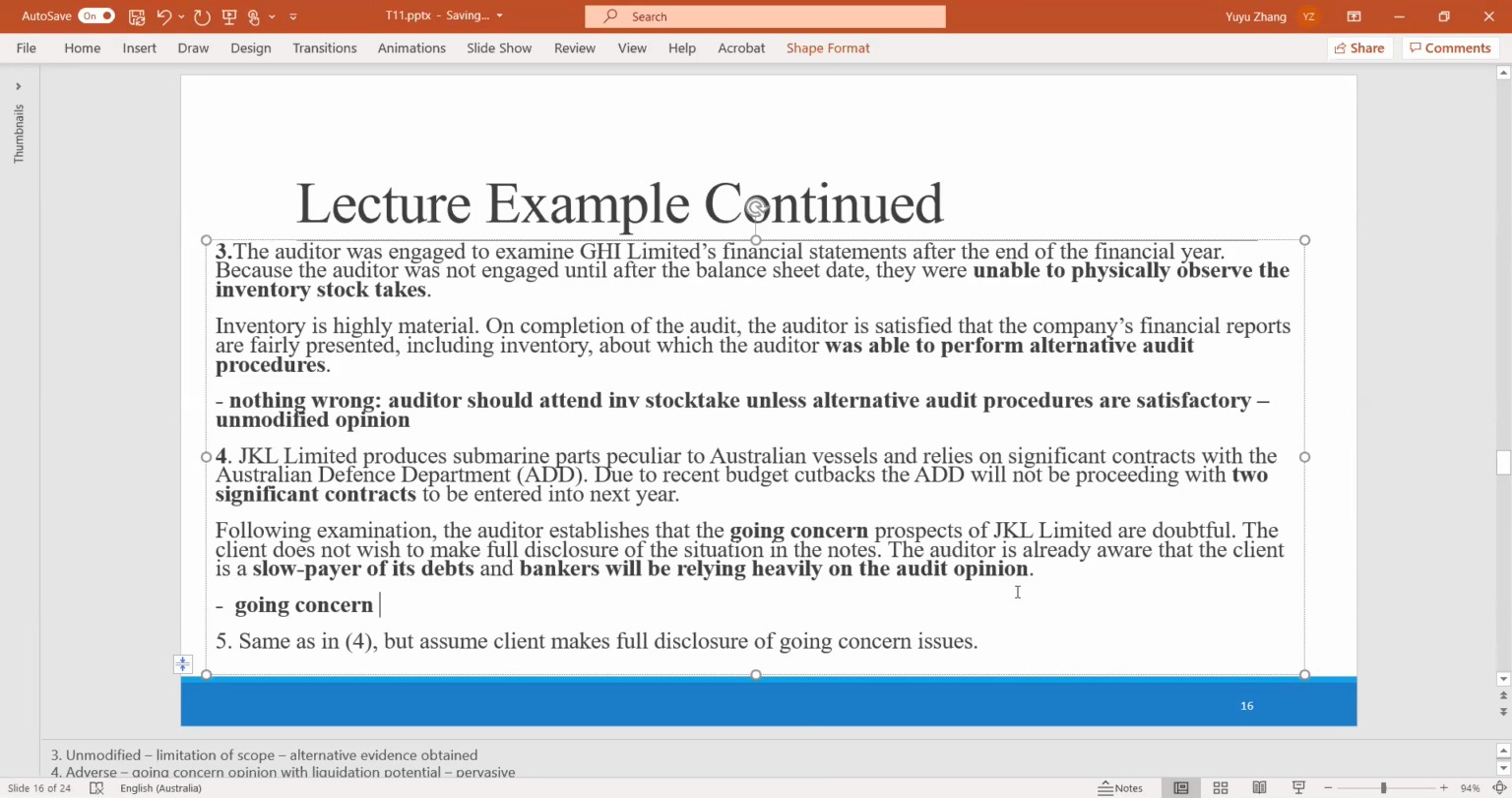And the additional paragraph tells us it is not likely to survive. So it should be liquidation basis. And also, disclosure is incorrect. So now you only have one choice, adverse opinion. Okay. Could you see the difference? Okay.